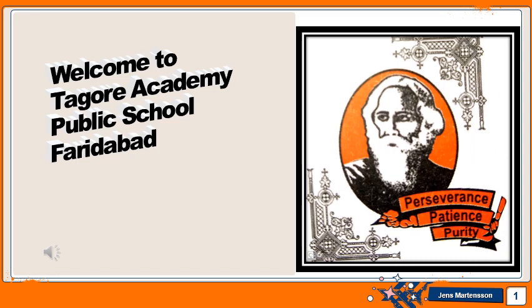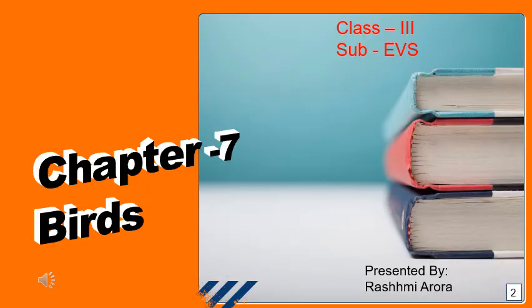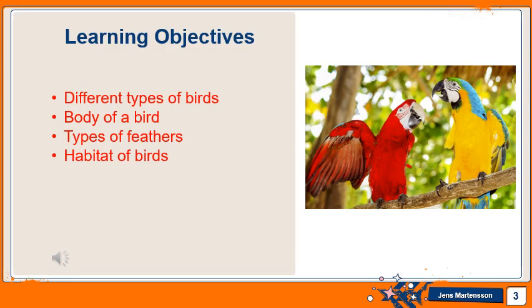Today I am going to teach you EVS of class 3. So, let's start with today's topic, chapter 7, birds. In this chapter, we will learn about different types of birds and their features. So, today's learning objectives are different types of birds, body of a bird, types of feathers, habitat of birds.